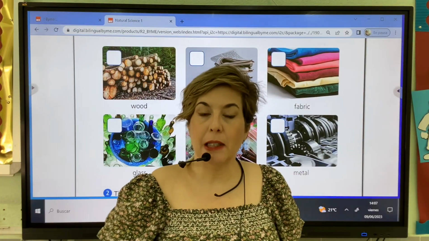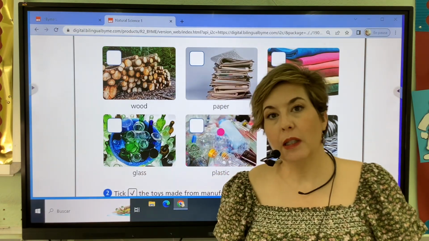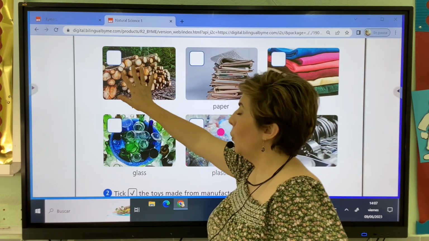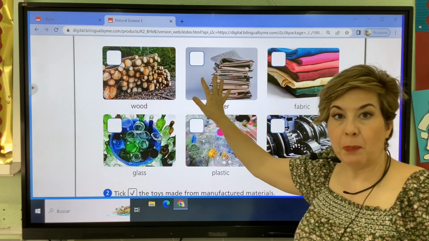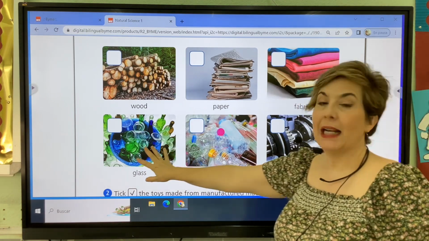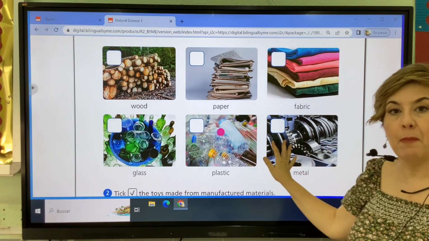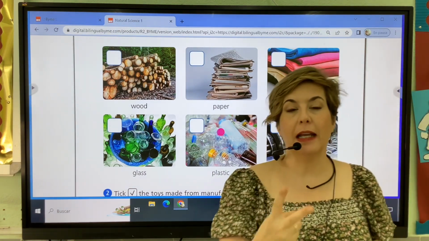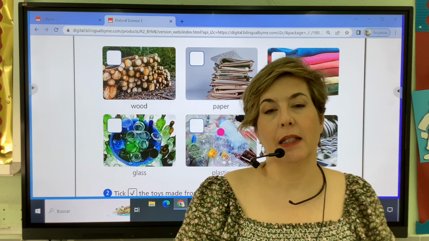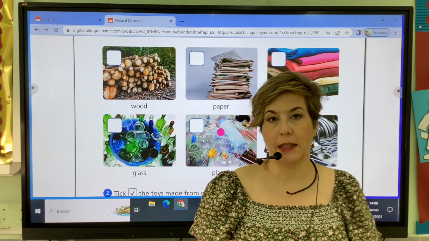These are the materials that we are going to study in the unit. We are going to study wood, paper, fabric, glass, plastic, and metal. 2 of them are natural materials and the rest of them are artificial materials.